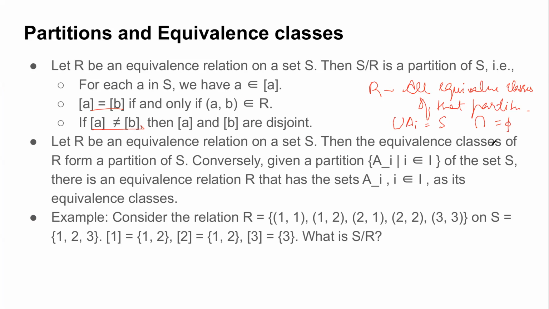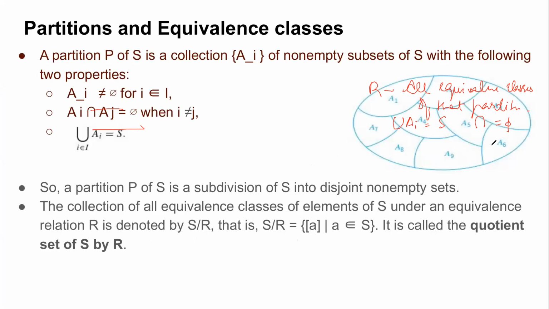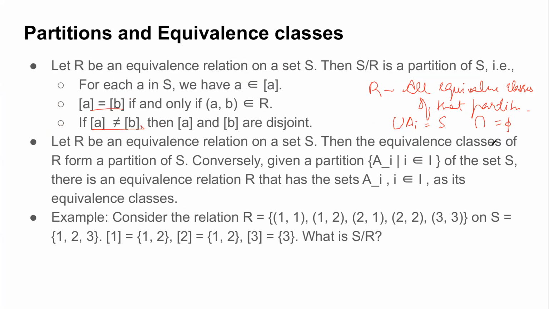Okay, is it clear? The two parts of it. One is, if you are given an equivalence relation on a set S and you consider its quotient set, or a collection of all its equivalence classes, it will actually form the partition of it. And by partition I mean the three properties: they will be non-empty, they will be disjoint, and their union will give you the set itself.